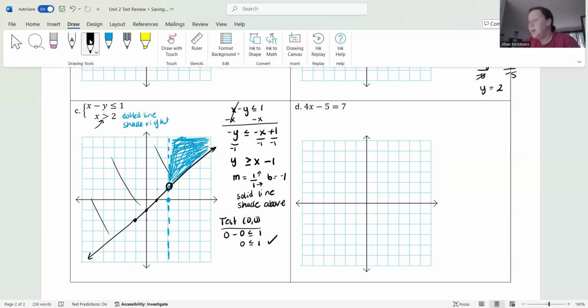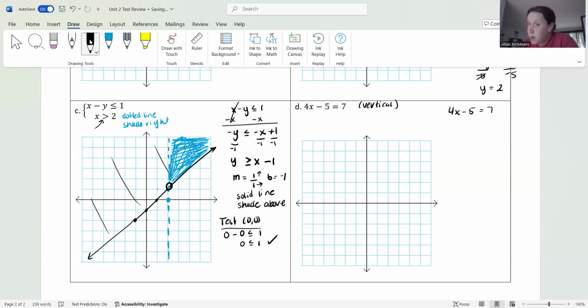Okay? Last up, we have 4x minus 5 equals 7. We're missing a y, so that tells me I have to touch the x-axis, but I cannot touch the y-axis. So this tells me this is, again, vertical. So with only one variable, go ahead and solve for the variable that you do have. So we have 4x minus 5 equals 7.